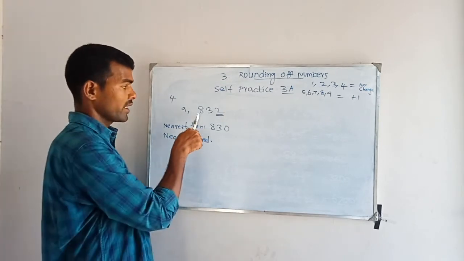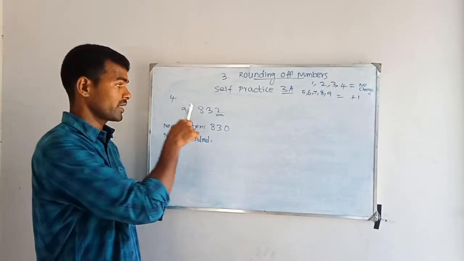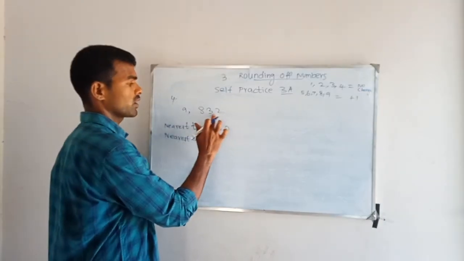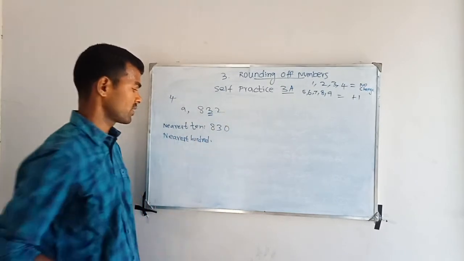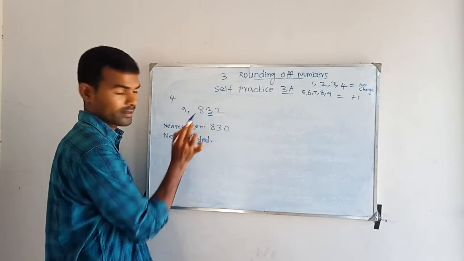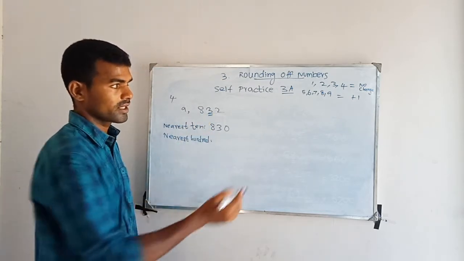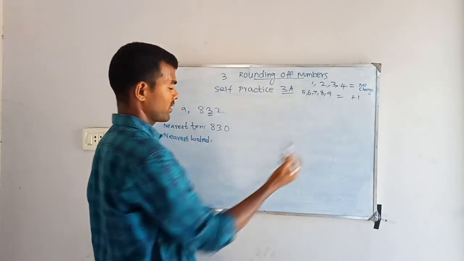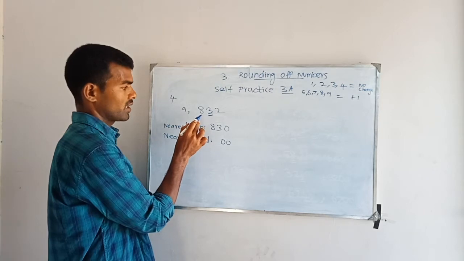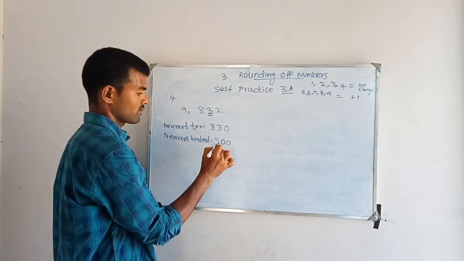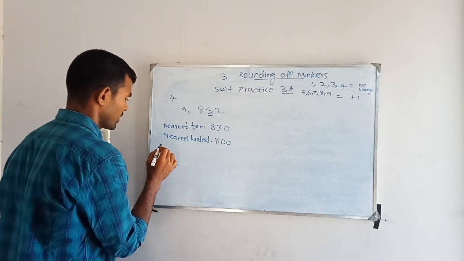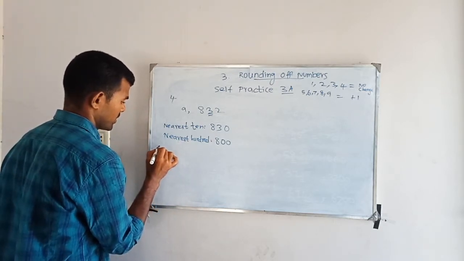So nearest 10, next nearest 100 how much? Nearest 100, 832. What is the nearest number? 800 or 900? To find this, which digit you have to look now? You have to see the tens place. To round the number to nearest 100, look at the tens place. Here 3 coming. Again the same rule. If the digit less than 5, no change. Ones place 0, tens place 0, and with the 100 place same number, no change. 8 only. And next one, nearest 1000.